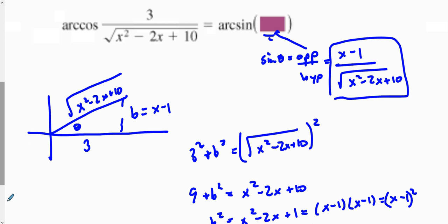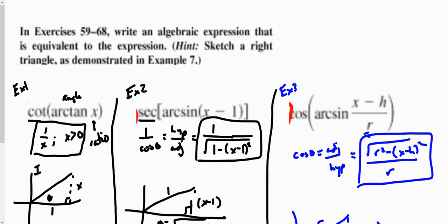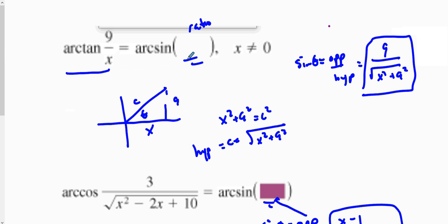What we just did was simplify expressions involving inverse trig functions. We found some different ratios. We simplified using algebraic expressions like these, and also used arcsine to find equivalent expressions, given the ratio, by using triangles to find the other ratio in the problem.